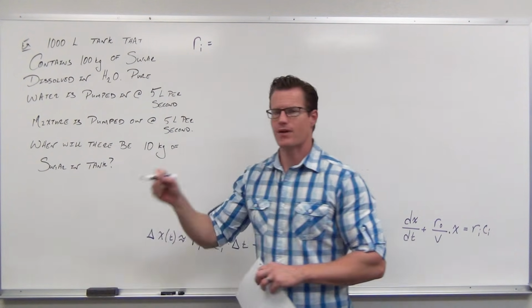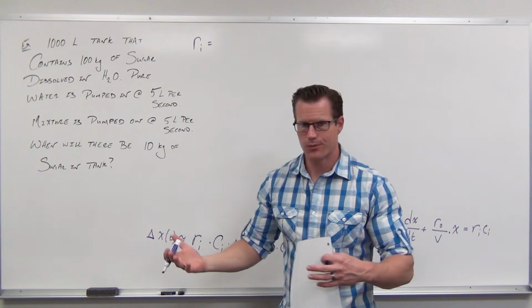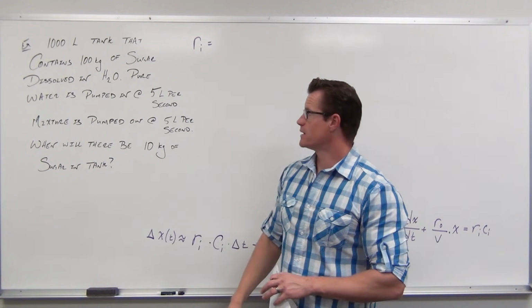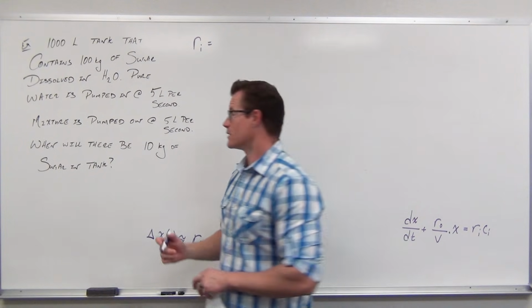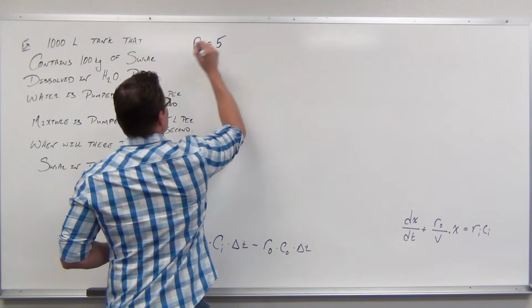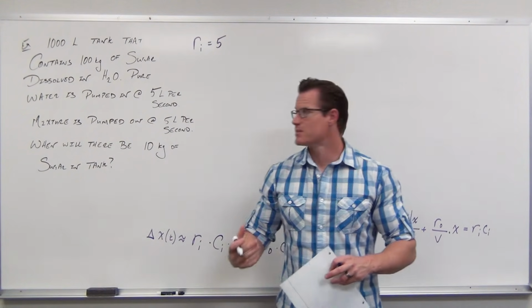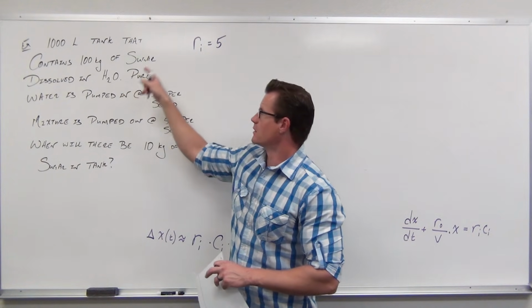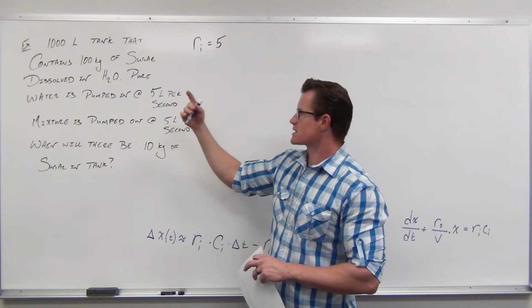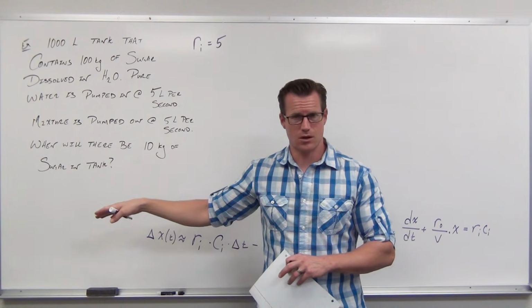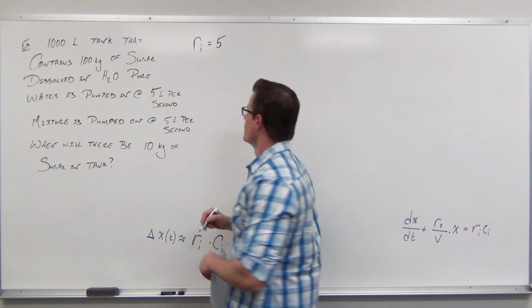Rate in is how fast you're pouring in whatever you're pouring in. In our case, we're pouring in pure water at 5 liters per second. Let's call that 5. Our units match up. We're talking about liters, so we've got 5 liters per second. So when we solve this, our t is going to be in terms of seconds. What else do we know?